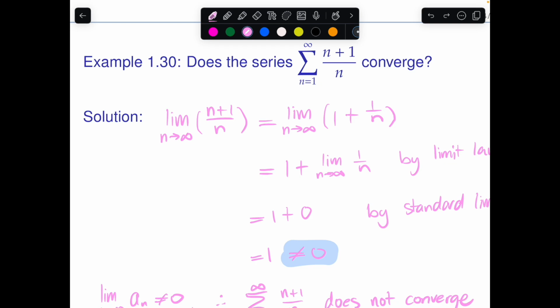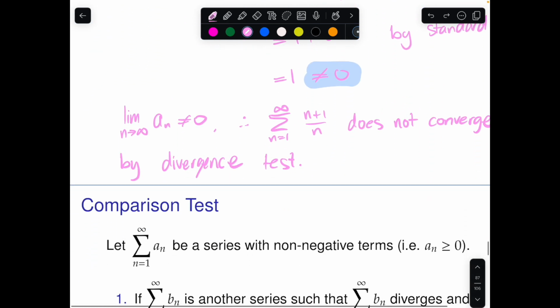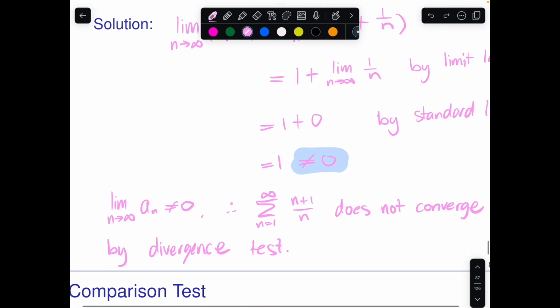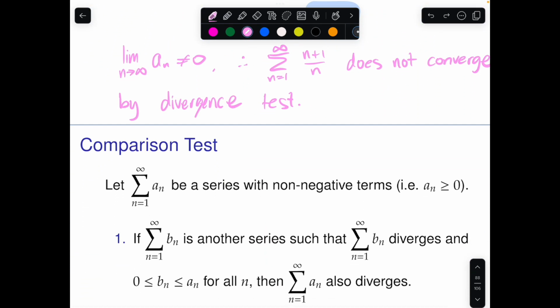But yeah, I think that's basically it in terms of the divergence test. It's a pretty simple application. And we end up finding that it does not converge because it doesn't equal 0. Now I'll go into the comparison test in the next video.